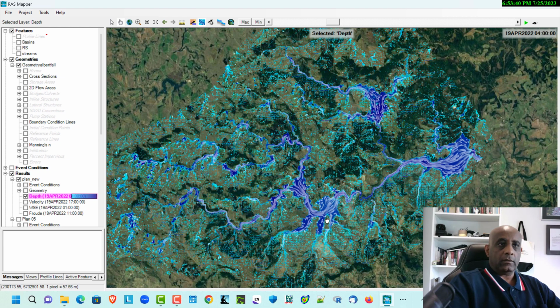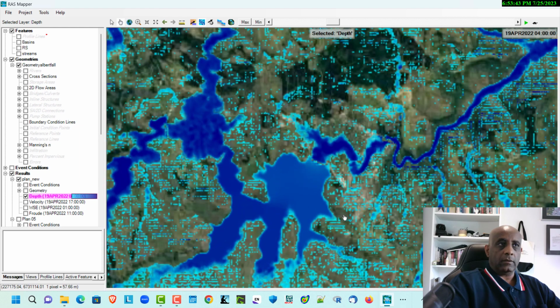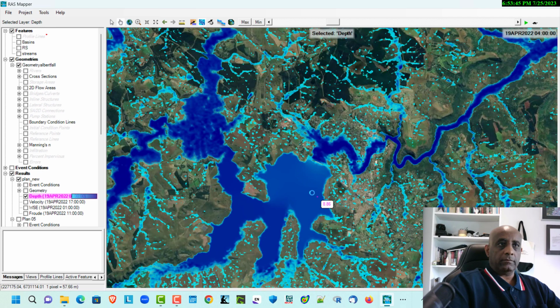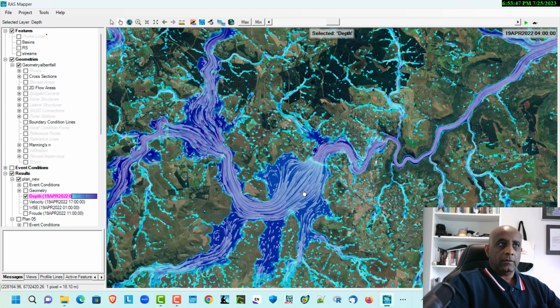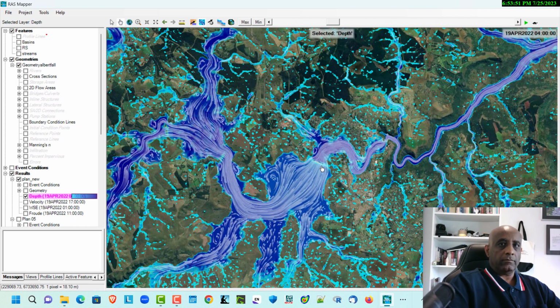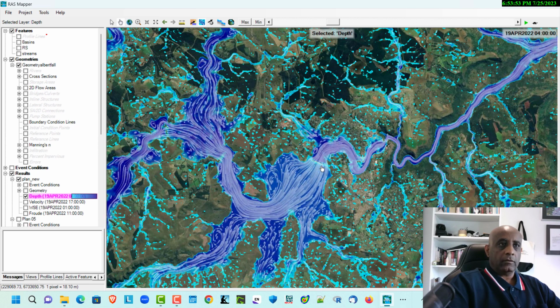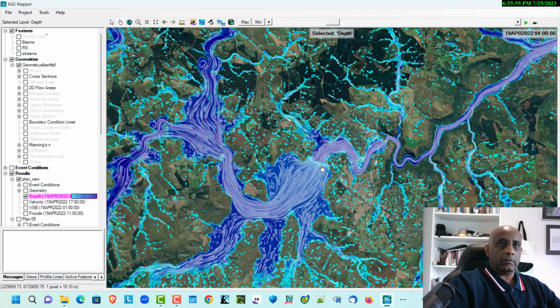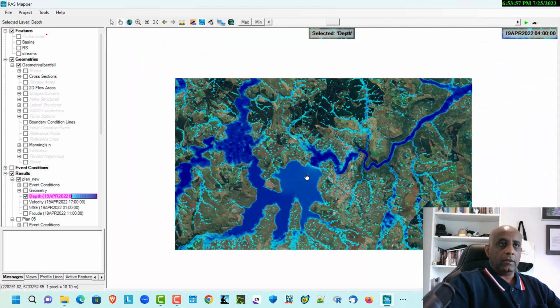As you can see, you can see the particle tracing particles, flow tracing particles.